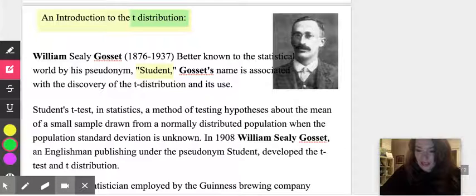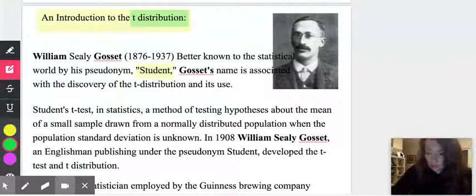All right, let's introduce the t distribution. So up until now, we've been using the normal distribution. And when it comes to means, which is what we're going to be looking at next, we're going to use a different model called the t distribution.